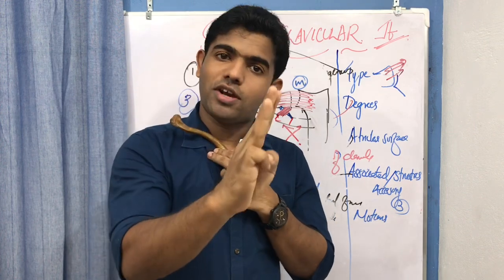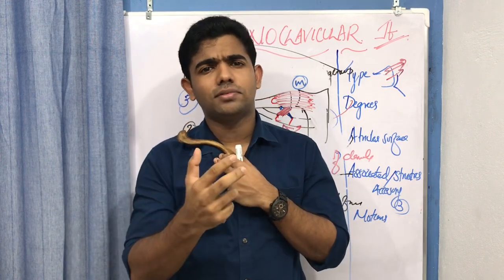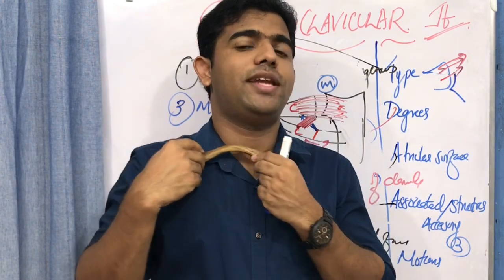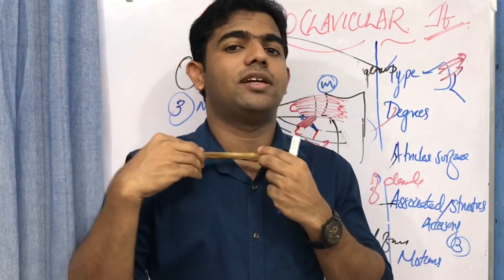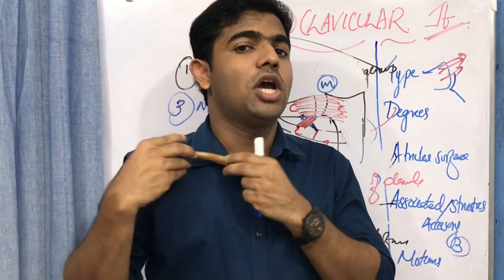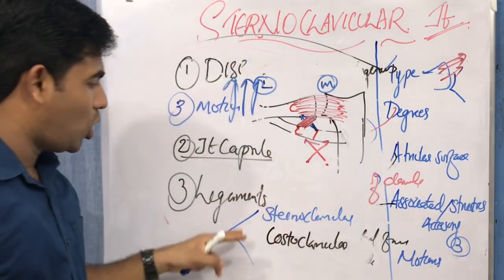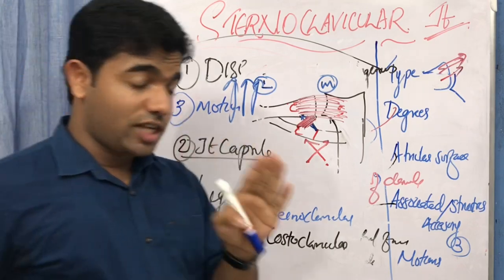And it has one more function. Can you remember that? Any guess? It prevents the medial translation of the clavicle. This also prevents the medial translation of the clavicle like this, because this ligament is attached like this. So it will prevent the medial translation of the clavicle. So that is your costoclavicular ligament serving three functions.